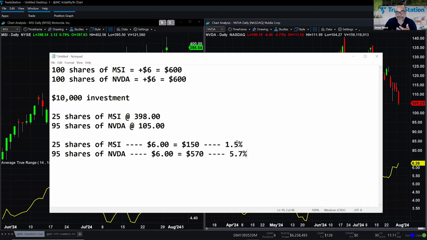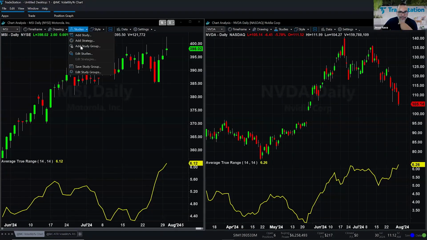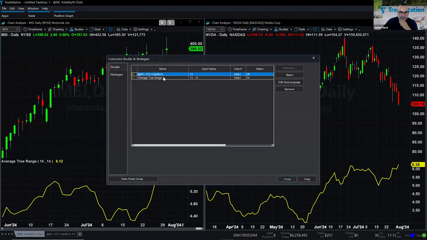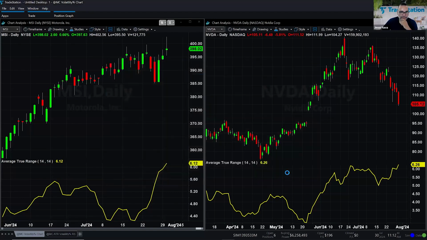So we're going to do some radar screen studies and some charting studies and some scanning today to find those opportunities. Let's go ahead and take a look. I have the study already applied here on my chart, so let me go ahead and just enable it. It's called the @MC ATR volatility percentage.